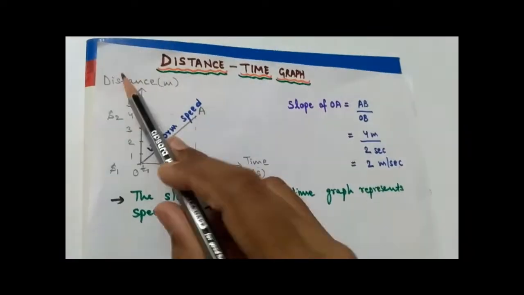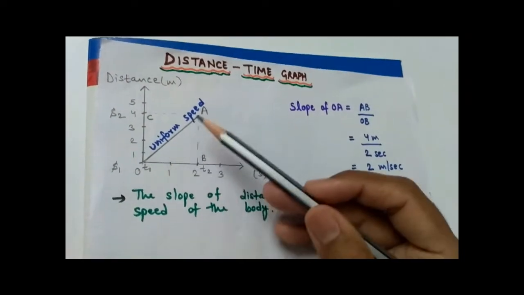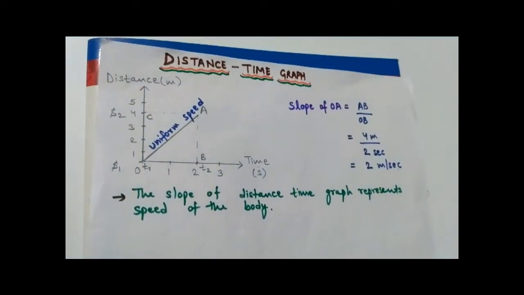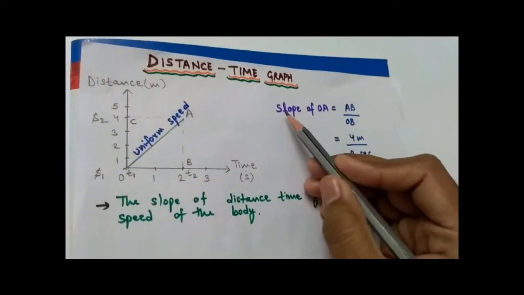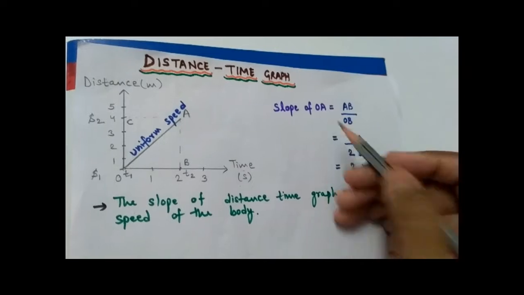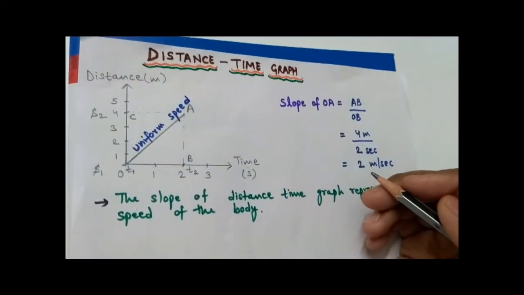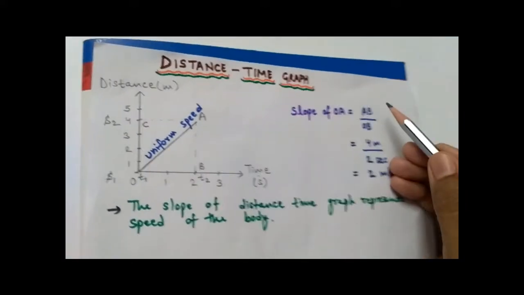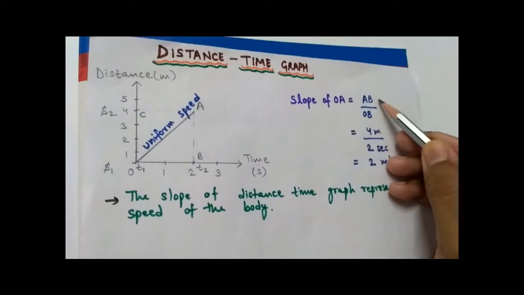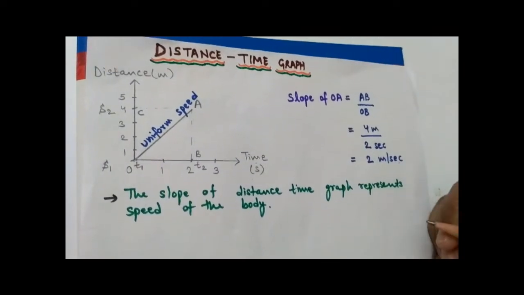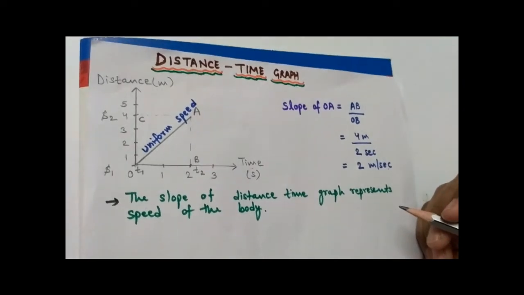Okay. This is a distance time graph. This is a slope. This slope represents the speed of the body. Okay. Now, mathematically, the slope of any line, here the line is OA, the slope of any line is a unitless quantity. Why? Because it is what? It is the ratio of the two lengths. The ratio of the two lengths will result in a unitless quantity. It will not have any unit.